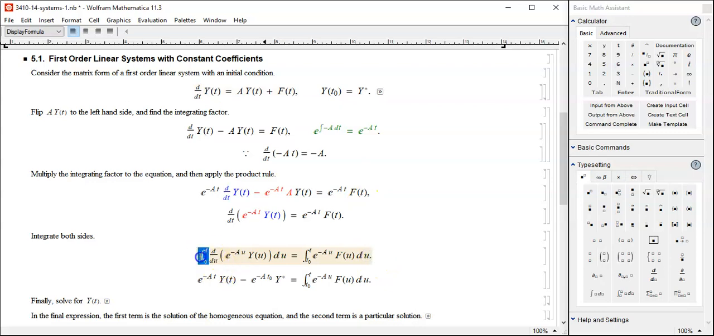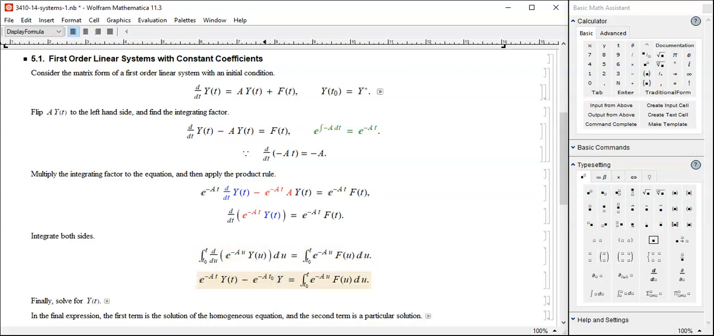Now we have the definite integral and the derivative. So by the fundamental theorem of calculus, they cancel each other out, and basically we just plug in the top and plug in the bottom and subtract. So plug in the top, u equals t, and plug in the bottom, u equals t0.